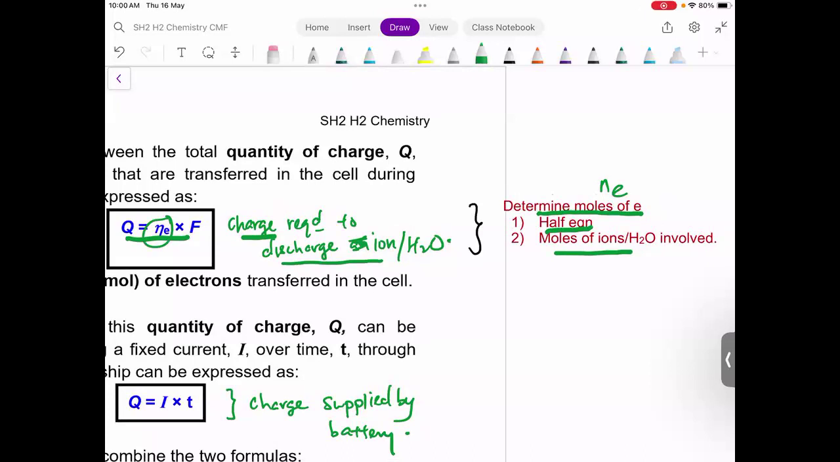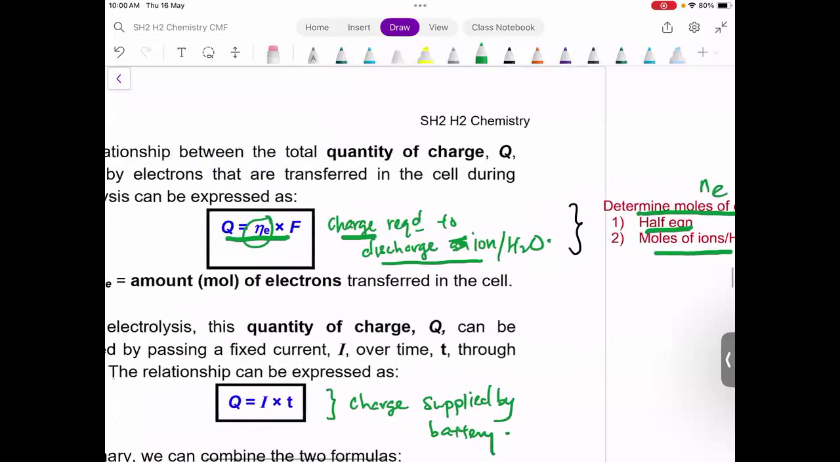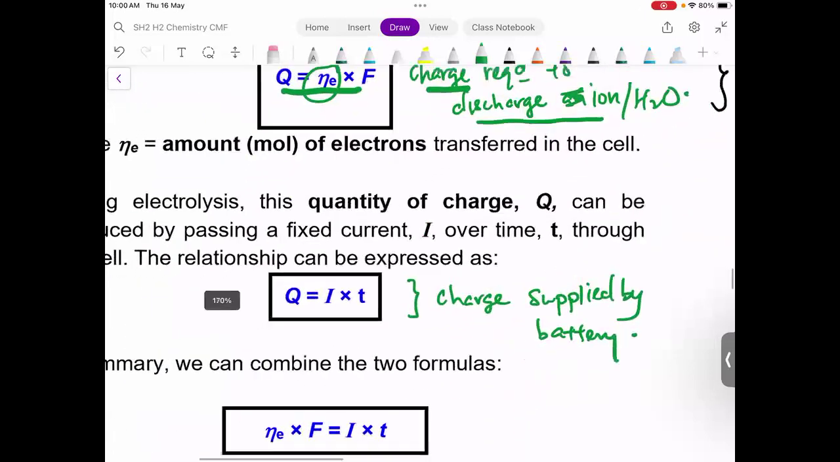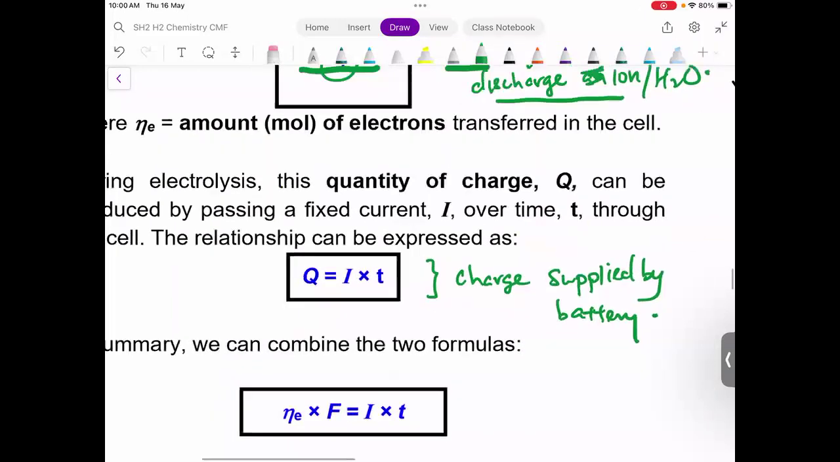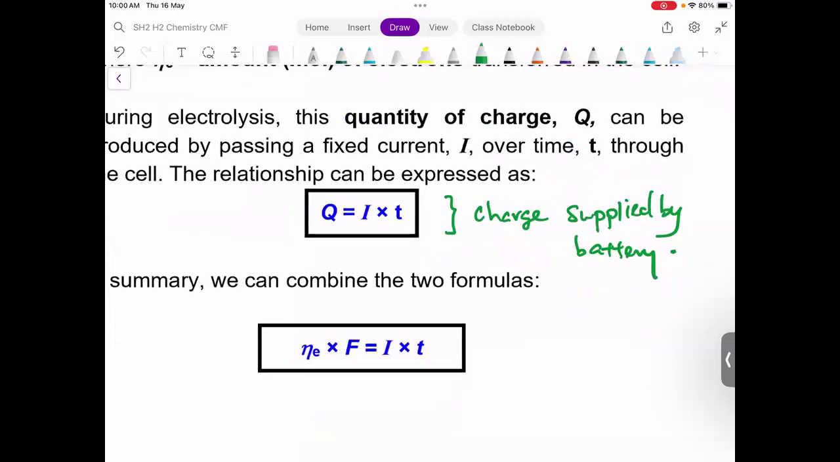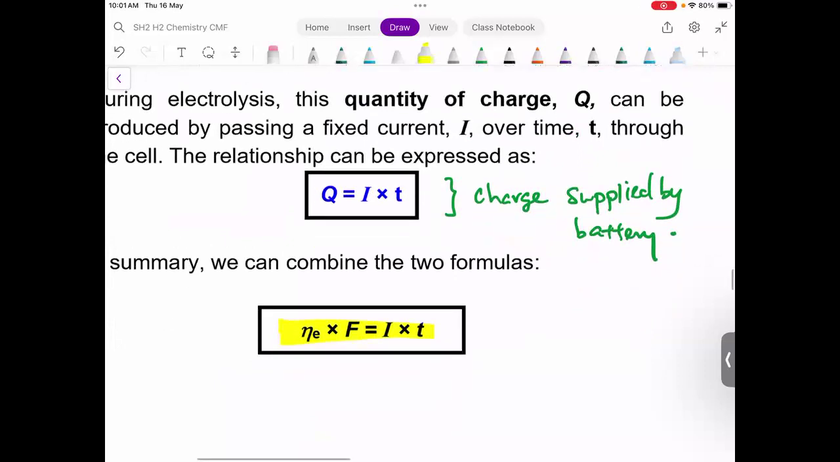There is another total charge which can be calculated from the battery that you use. If you are calculating the total charge supplied by your battery, it will be Q equals IT. Technically, whatever is provided by your battery should be used to discharge the ions. So we end up with this relationship. They should be equal. The electricity provided by your battery should equal the charge required to cause your ions or water to discharge. This is what is happening over here.